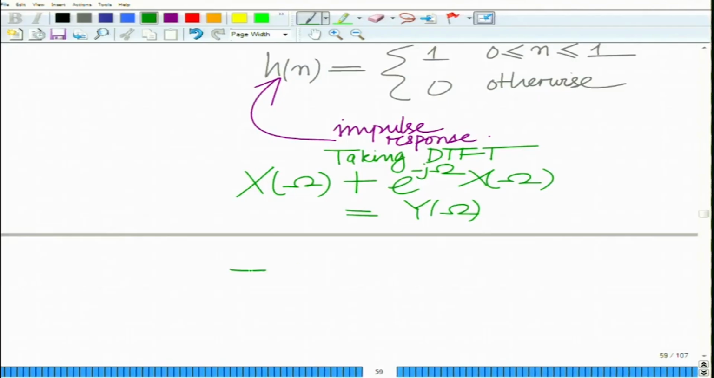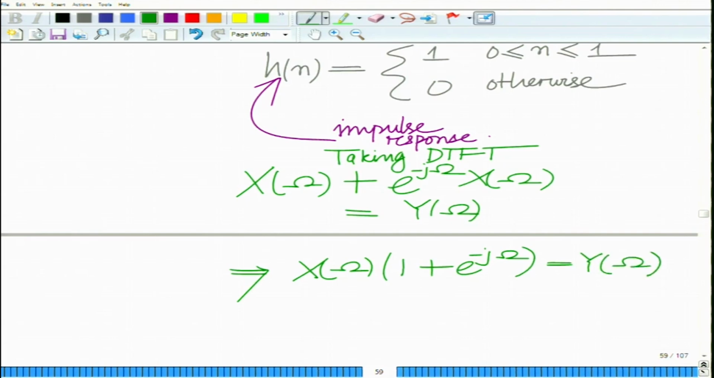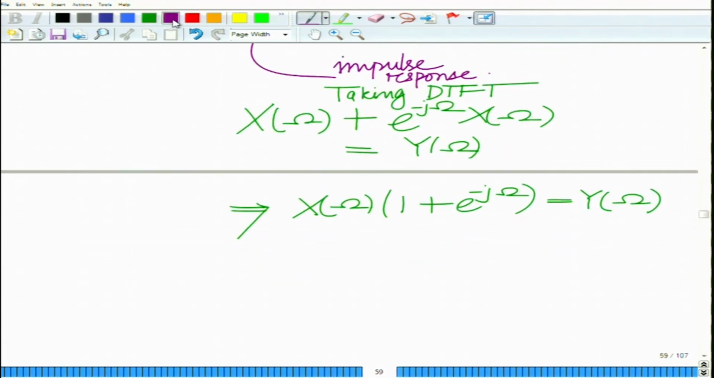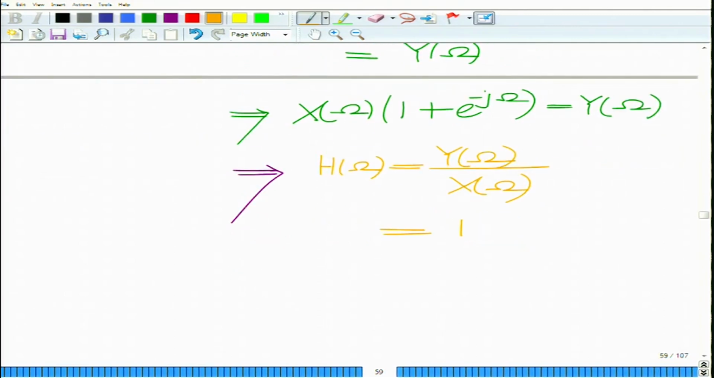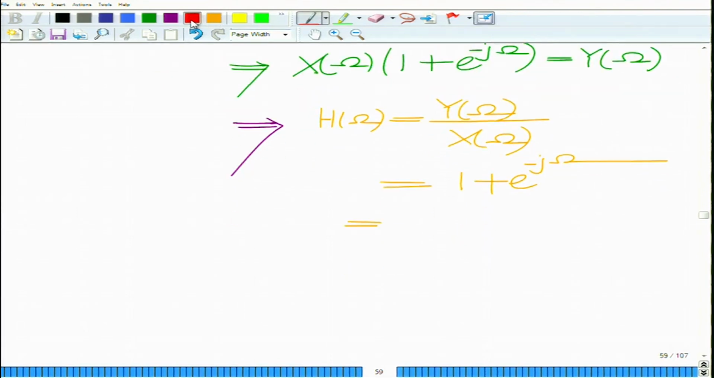So, this implies X of omega into 1 plus e raised to minus j omega equals Y of omega. This implies H of omega, which is Y of omega by X of omega, is equal to 1 plus e raised to minus j omega.